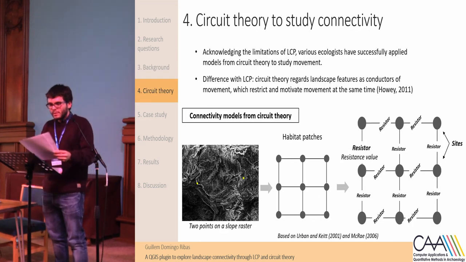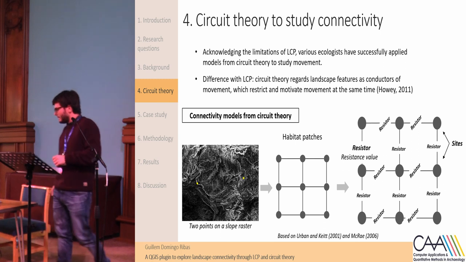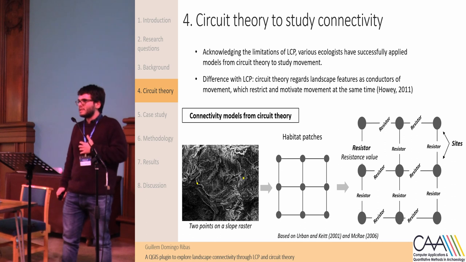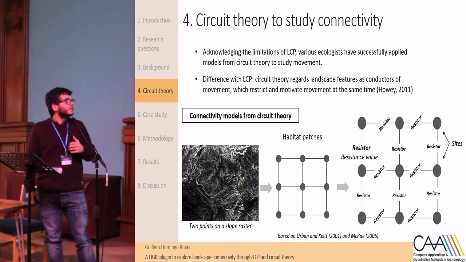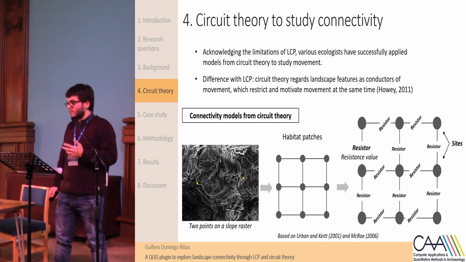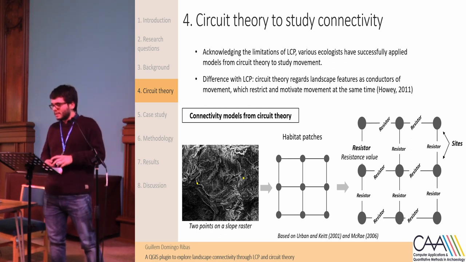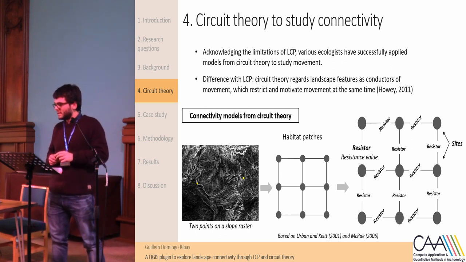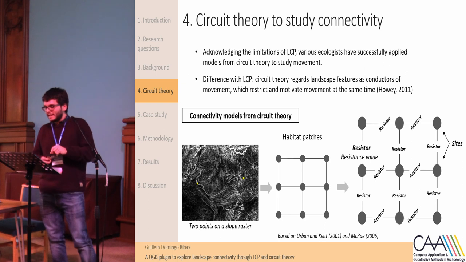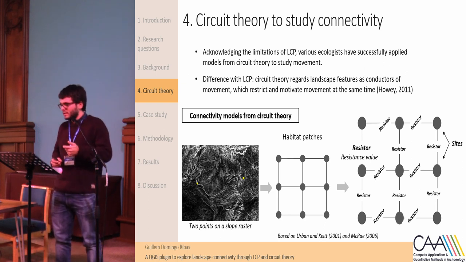So, circuit theory. Acknowledging the limitations of least cost path, some ecologists applied circuit theory models to study landscape mobility with successful results. Circuit theory regards landscape features as conductors of movement, which restrict and motivate movement at the same time. So that means that all points in the landscape have a value of connectivity.